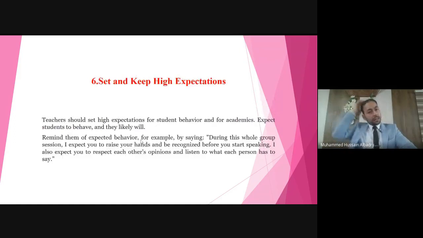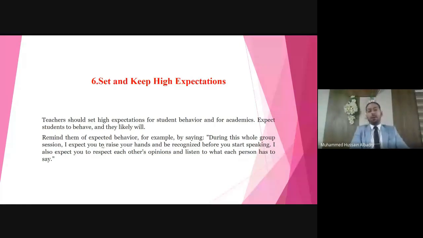Set and keep high expectations. You as a teacher, you have to set and keep high expectations. You have to expect that your students will do this and this. Okay, you should not keep low expectations. You should set and keep high expectations. Teachers should set high expectations for student behavior and for academics. Expect students to behave, and they likely will. Remind them of expected behavior.